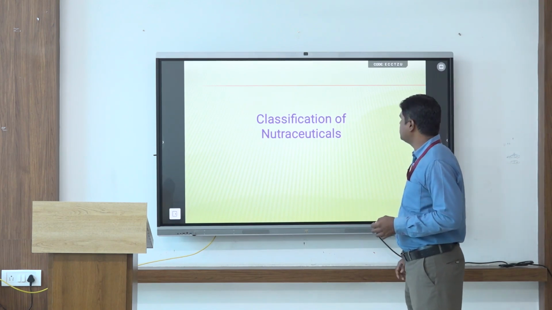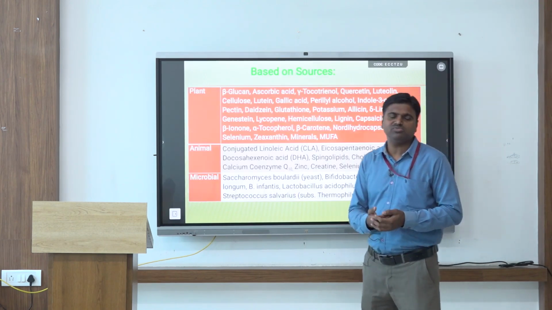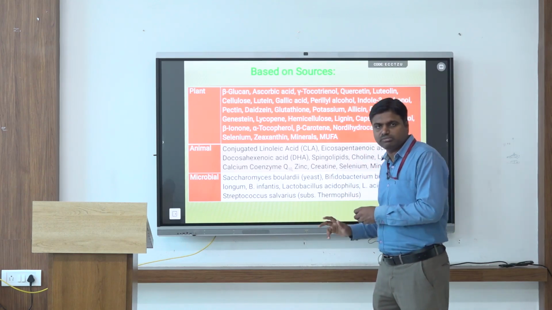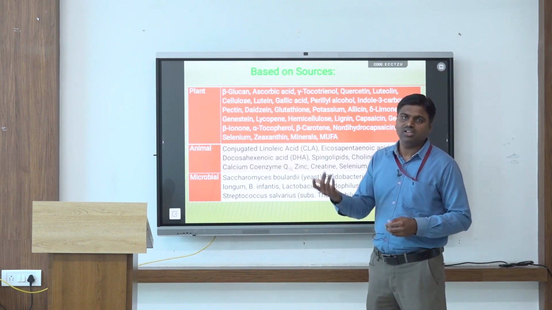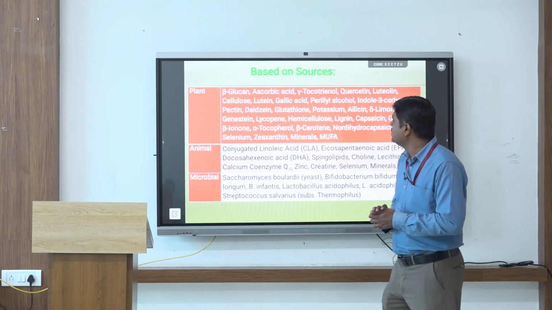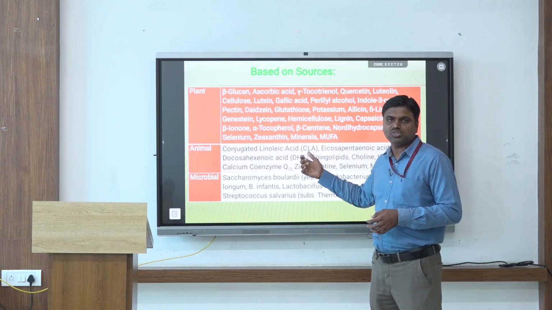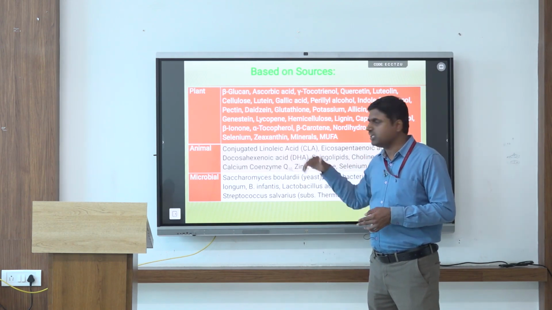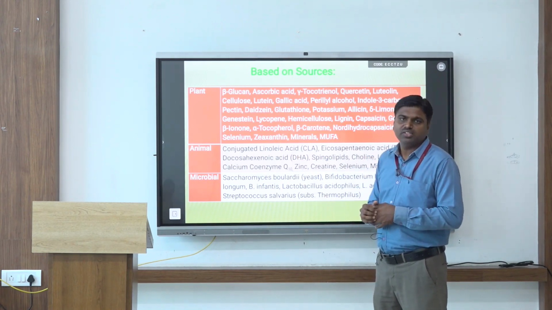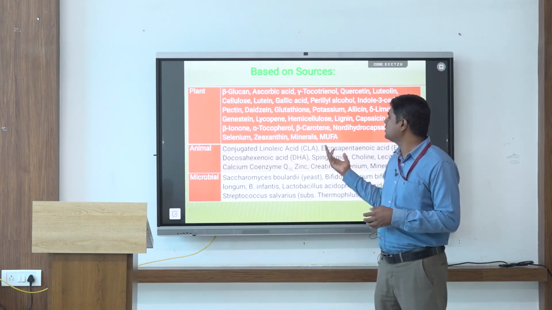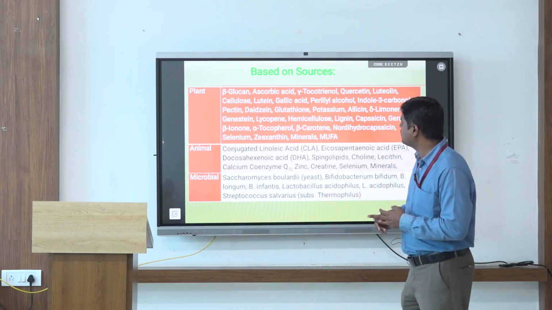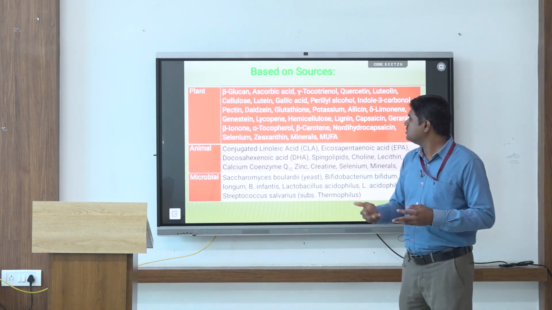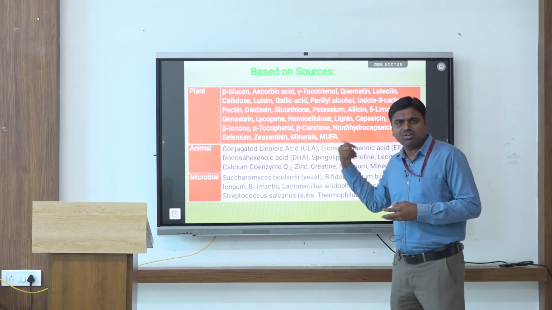Now the next concept, that is classification of nutraceuticals. How are we going to classify the nutraceutical? We classify nutraceuticals on different bases: classification based on sources, classification based on chemical nature, and classification based on mechanism of action. For example, based on sources, nutraceuticals may be plant-based, animal-based or microbial. For plant-based nutraceuticals, we have certain examples quoted here like beta-glucan, ascorbic acid, gamma-tocotrienol, quercetin, lutein, cellulose, lycopene, hemicellulose. These are all plant-based.